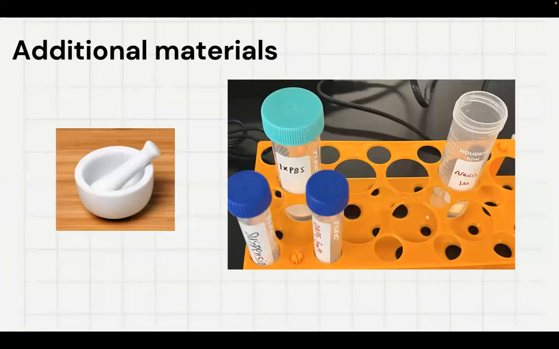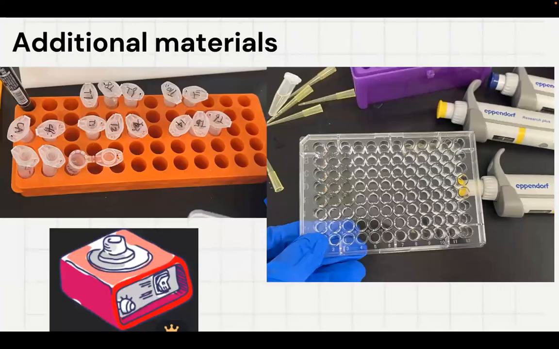Additional materials we need in this lab include mortar and pestle, a tube of PBS buffer, a tube of sodium carbonate, and 3 pipettes with a range of P20, P200, and P1000 and pipette tips, 17 microcentrifuge tubes, vortex, a dry bath at 37 degrees Celsius, and 96 well plate.